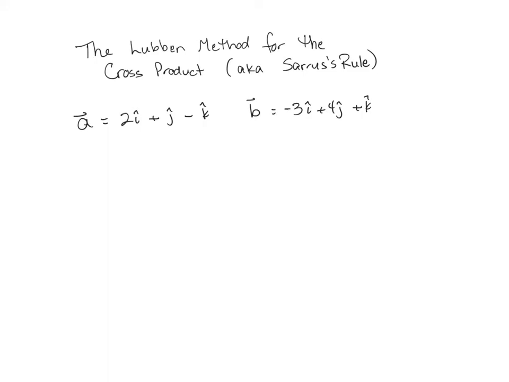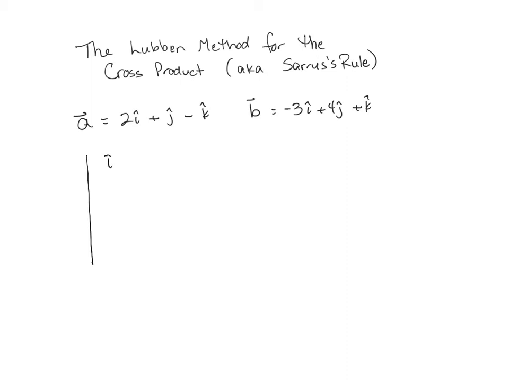This is the Lubben method for finding the cross product. This will not find the magnitude of the cross product, but it will find the actual vector of the cross product. Suppose you have two vectors, A and B, as I have here, and the cross product only works in 3 dimensions. So vector A is 2i plus j minus k, and vector B is minus 3i plus 4j plus k. So let's write out the determinant.